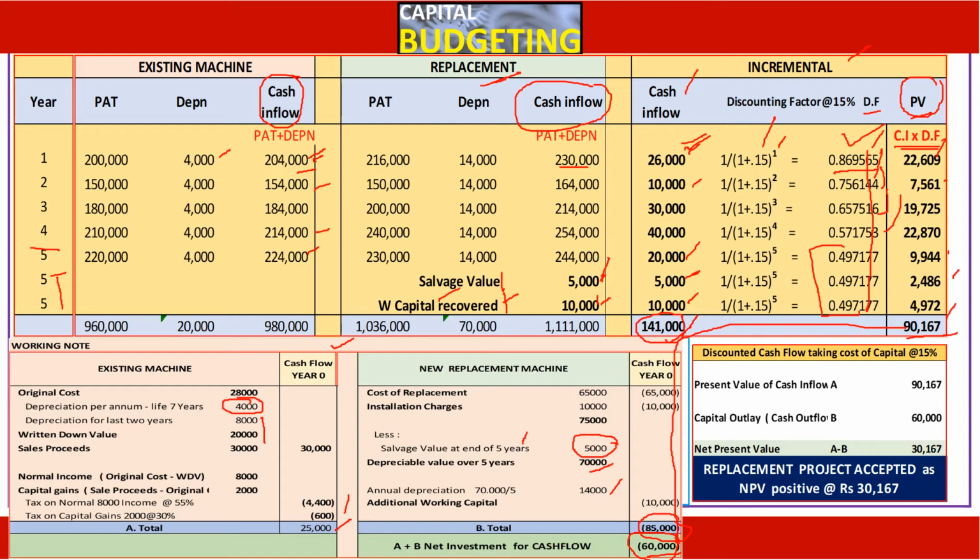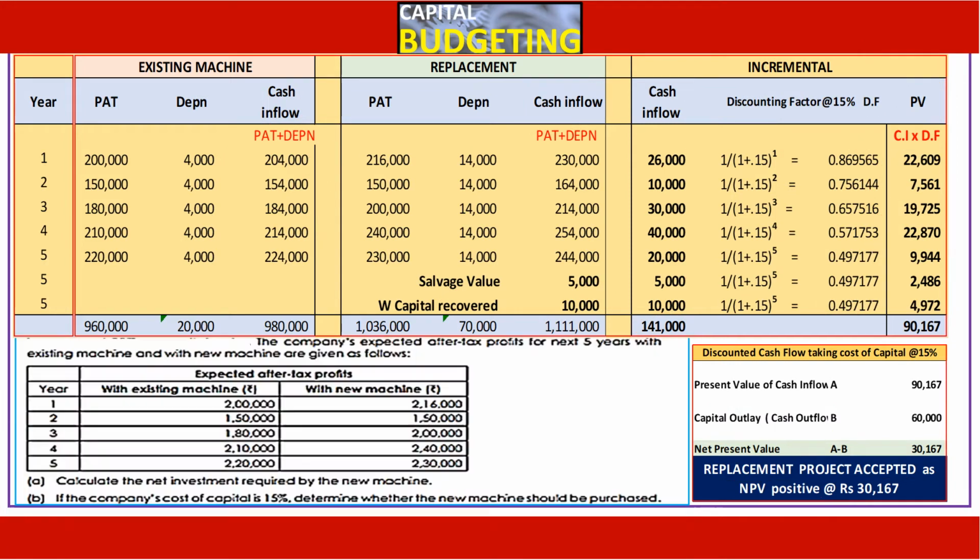If we look into here, present value of cash flow is 90,167. Capital outlay is 60,000. Net present value is the surplus, 30,167. So long as this is positive, the replacement project is accepted as NPV is positive. Means effectively we are saying it should exceed or be equal to our capital outlay. That way we have solved the problem.